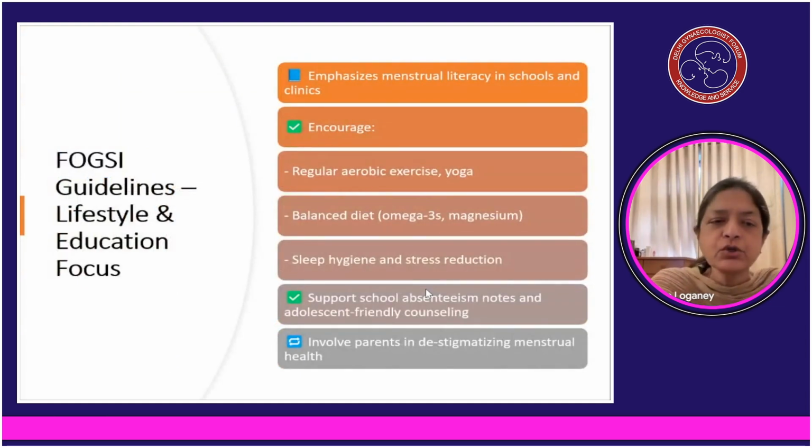Next, please. In the next 2 slides, I'll just share with you the latest FOGSI guidelines on lifestyle, education, and management. FOGSI emphasizes menstrual literacy to be given in schools and clinics. It encourages regular aerobic exercise, yoga, balanced diet, sleep hygiene, and supports school. In case the girl is having a lot of problems, the gynecologist should give her a school note so that she is allowed to be absent from school, or to avoid certain activities, or sports on certain days. In case there's an exam, no stress should be caused to her. And involve the parents in destigmatizing menstrual health.